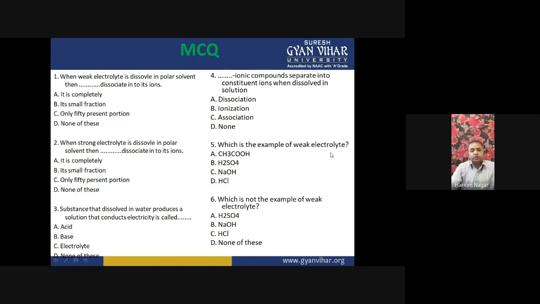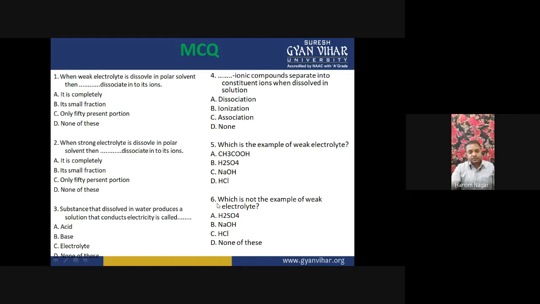Now, which is an example of a weak electrolyte? Acetic acid, H2SO4, NaOH, HCl. A weak acid is actually a weak electrolyte. So which is the weak acid or the weak base? Acetic acid is the weak acid. H2SO4 is a strong acid, NaOH a strong base, HCl a strong acid. So the answer would be A. This is the weak electrolyte.